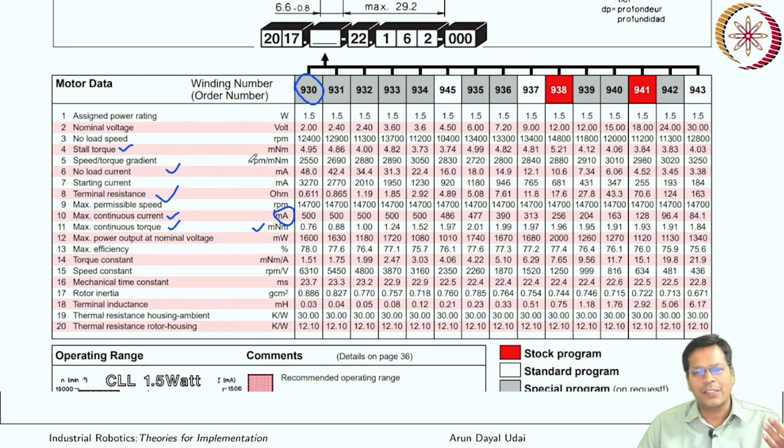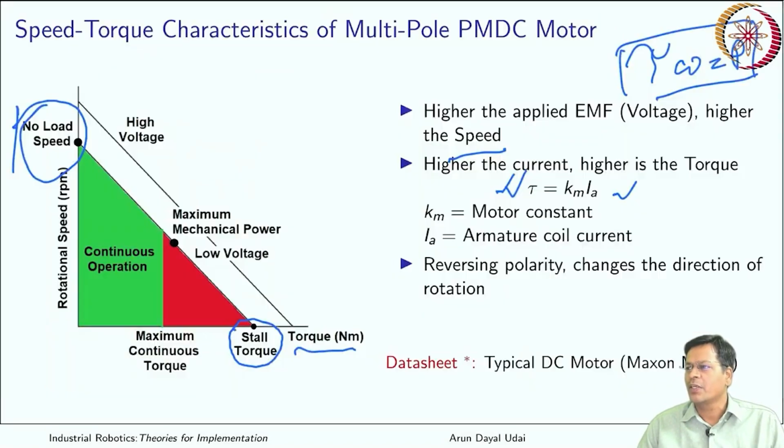No load current, even without load, when it is running freely, it is carrying this much current. So this is all the parameters that are very important that you should look for when you select your robot for a particular application. This is a typical data sheet that I have shown that shows the characteristics of a multipole DC motor.